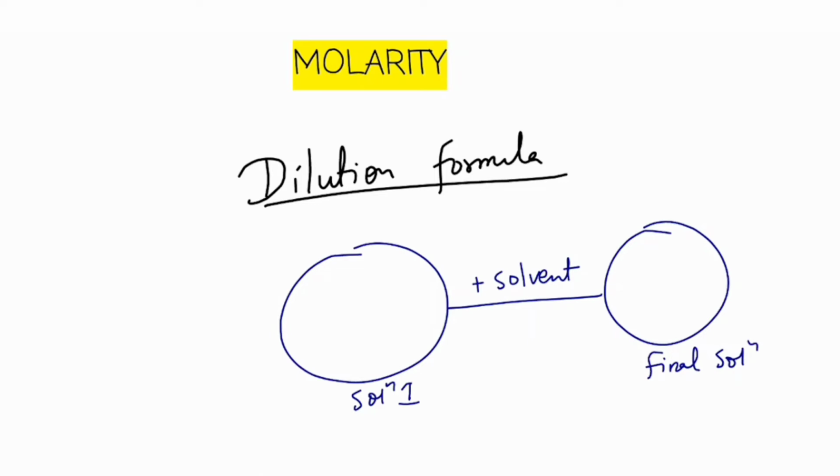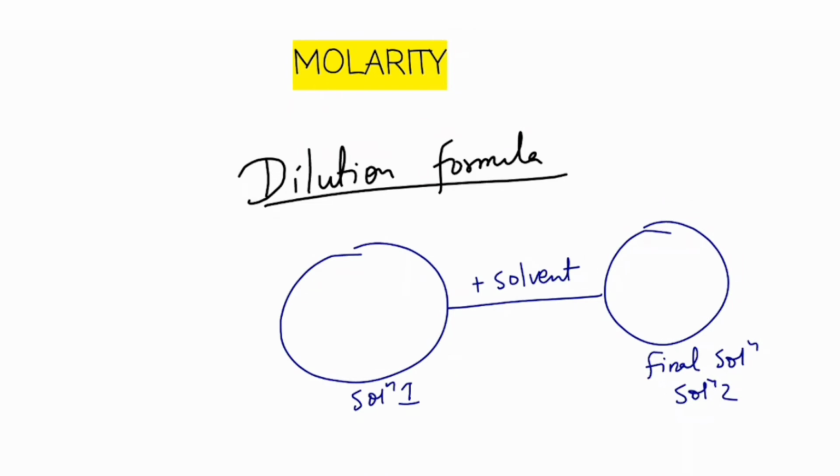How have we got this final solution? By adding some solvent. The initial solution is solution 1, and we have not added solute. It means moles of solute in solution 1 will be equal to moles of solute in the final solution. We have not added solute, so the number of moles of solute in solution 1 will be equal to the number of moles of solute in the final solution. Is that clear? Now let's proceed.